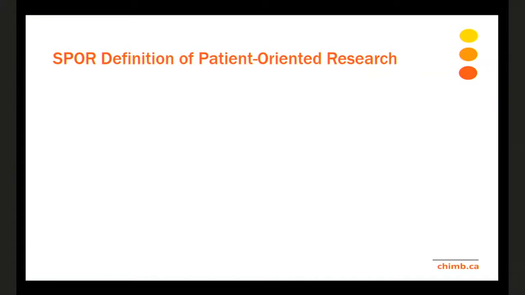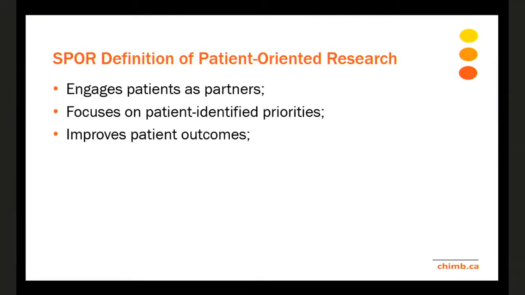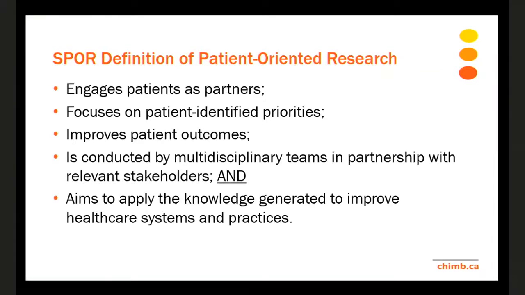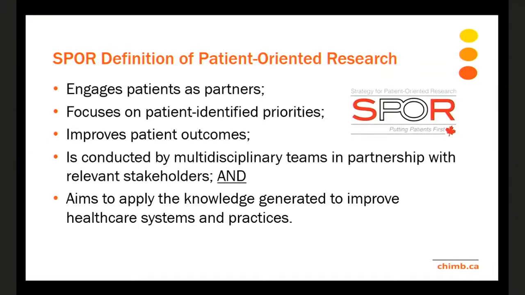Okay. So there's a national initiative called the Strategy for Patient-Oriented Research, and it's funded by the Canadian Institutes of Health Research. They define patient-oriented research as a continuum of research that involves 5 different components. The first is that it's research that engages patients as partners. And when I say partners, I mean people are actively involved at the research table helping make decisions together. Also, we want to make sure that it focuses on patient-identified priorities.